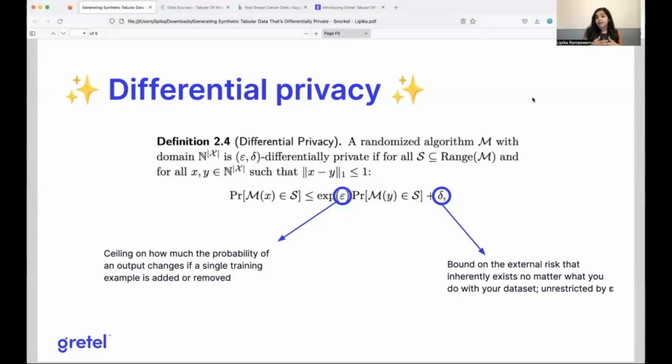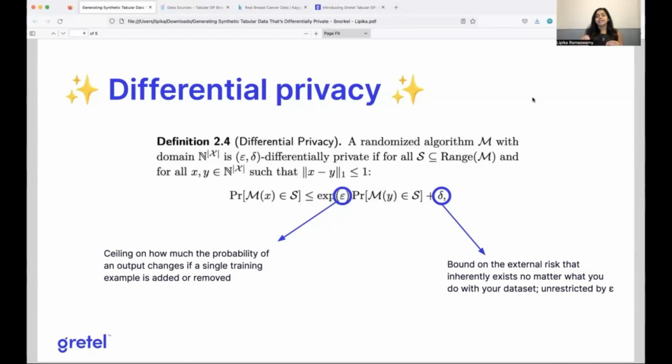So with differential privacy, if you're familiar with it, you might have seen two parameters that are typically associated with it. One is epsilon, and that is the ceiling on how much the probability of the output is allowed to change if a single training example is added or removed. The second one is delta, and it's this external risk that exists no matter what you're doing with your data set, and it's unrestricted by epsilon.